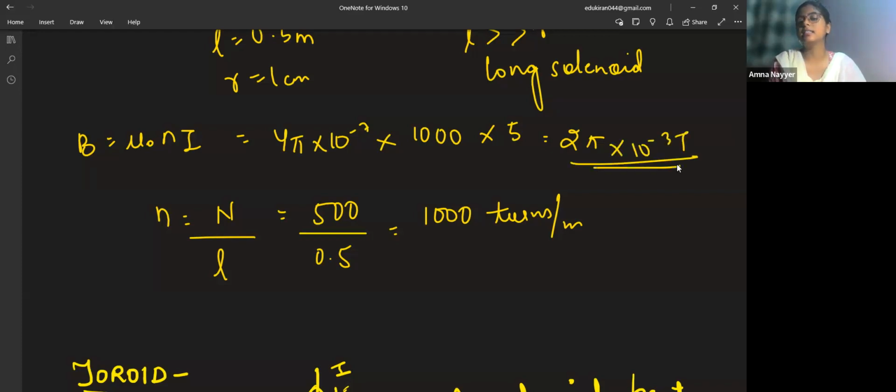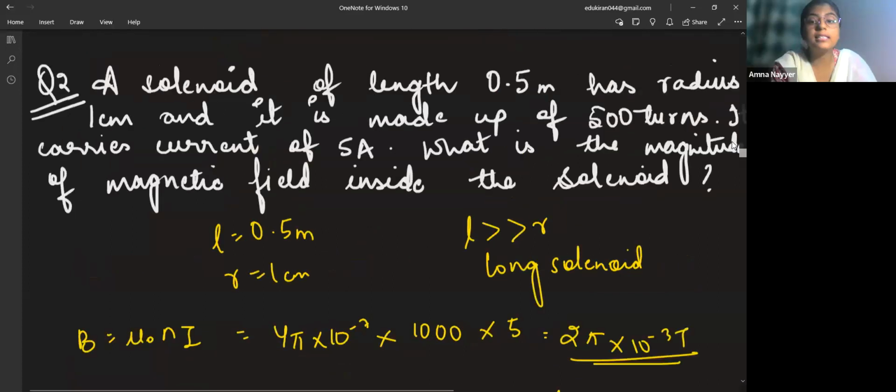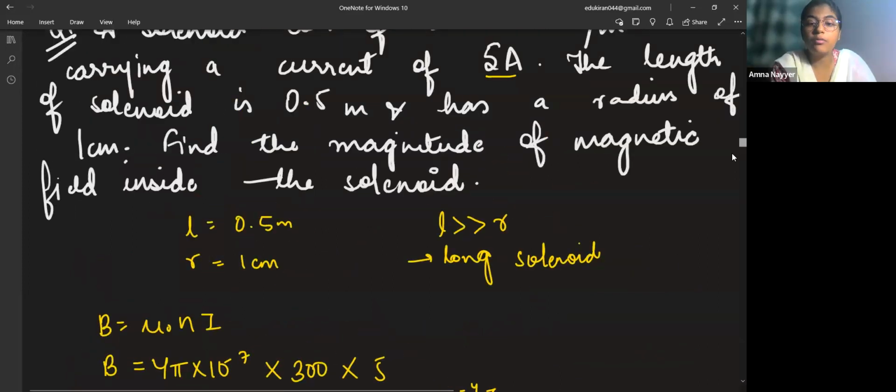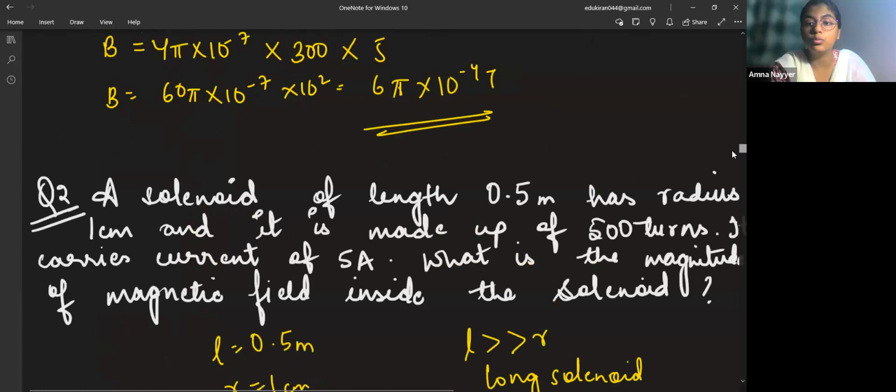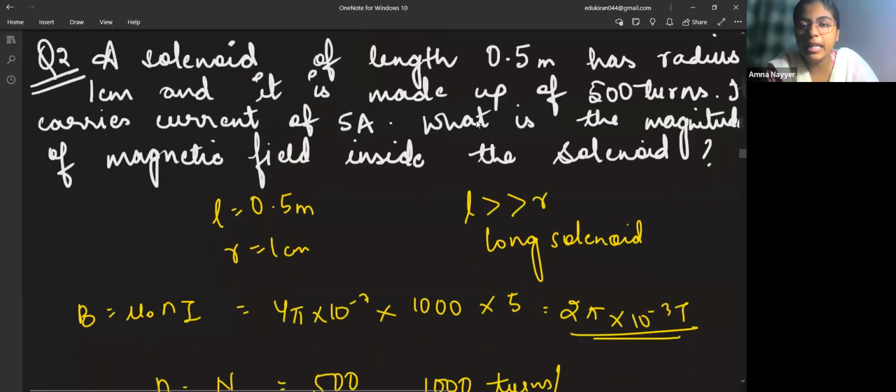This is the answer. So be careful, class, whether it's number of turns given or number of turns per unit length. Otherwise, your entire question will go wrong. See, this is the difference between question 1 and question number 2. Quickly note it down. Then we'll start with toroid. Solenoid is completed till here. We'll start with toroid.